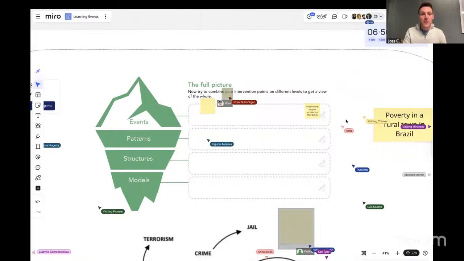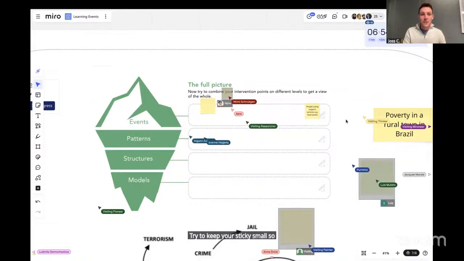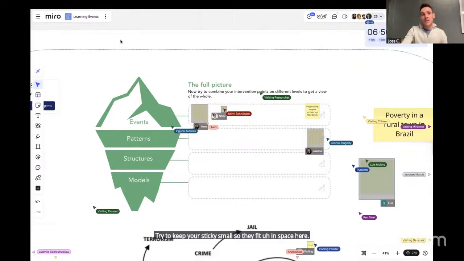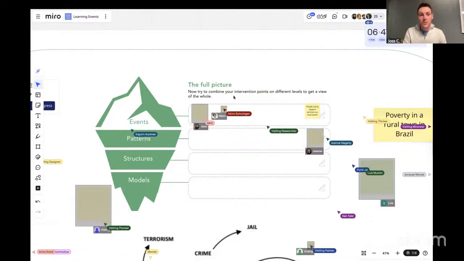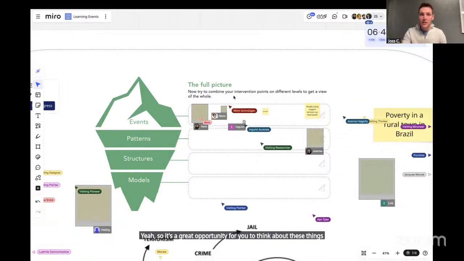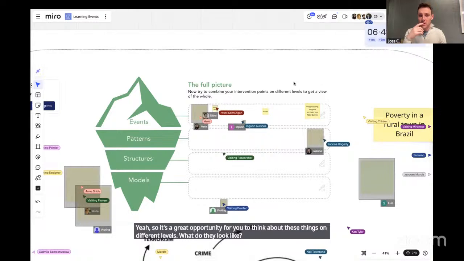Try to keep your stickies small so they fit in the space here. It's a great opportunity for you to think about these things on different levels. What do they look like on those different levels?